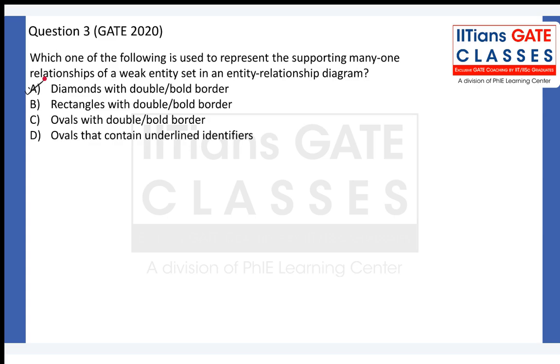Ovals and all are for attributes. You don't even have to look into those. Some people call it oval, some people call it ellipse. Whatever you like to call it, both look the same, so don't be confused.